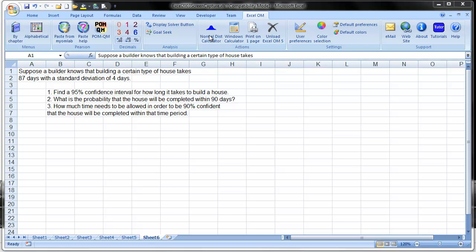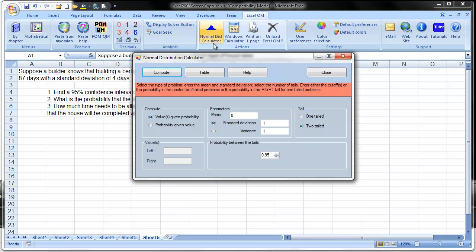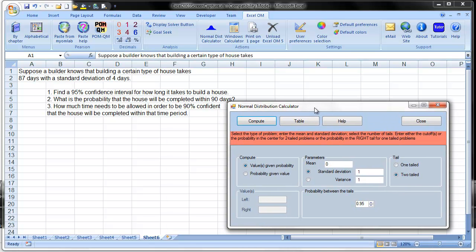So what we're going to do, we're going to call on the normal distribution calculator using the icon here, and I'll move it to the side. And there are 4 things that need to be entered. You see 5 boxes, but one of them will be irrelevant depending on the type of question. So the first thing you have to do is tell the calculator, are you looking for a value or values given a probability, or are you looking for a probability given a value? In the case of question 1, we're given the probability because it says 95% confidence, and we want to find the value, the left and right cutoffs. So we want to compute the value given a probability.